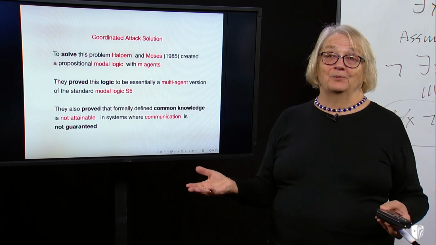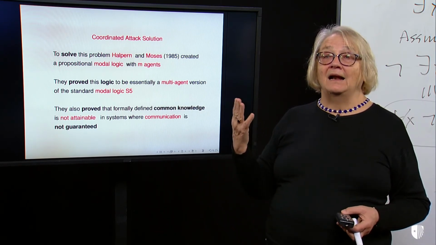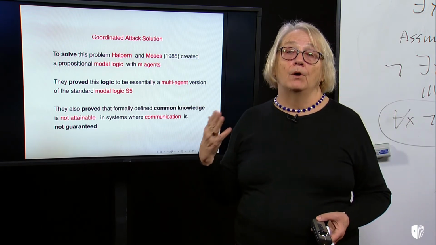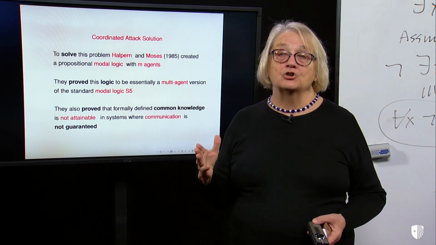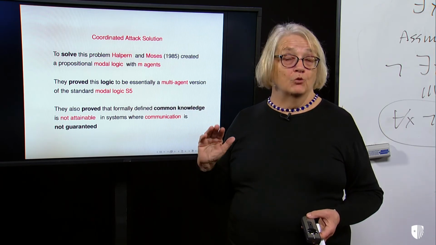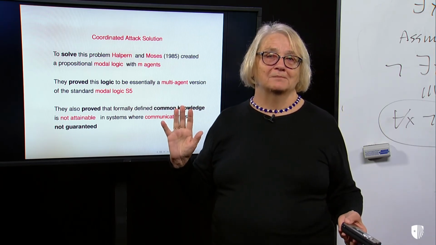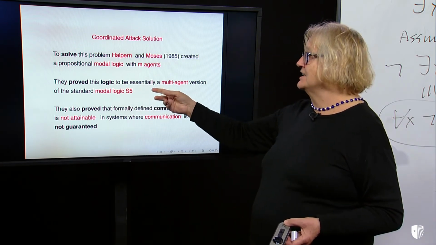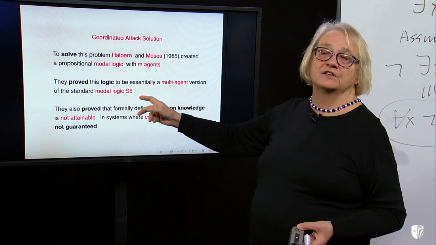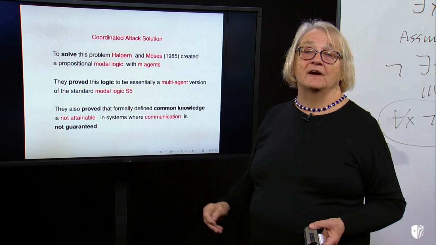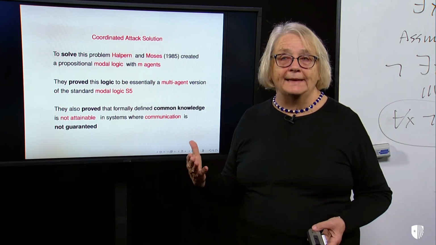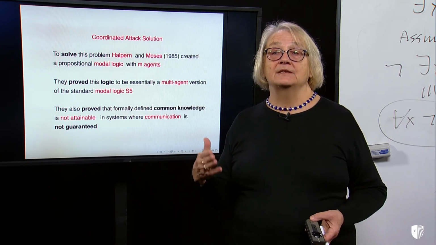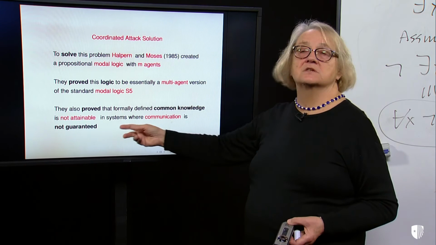To solve that problem, Halpern and Moses in 1985 created a propositional modal logic with m agents. They proved in a beautiful formal way this logic to be essentially a multi-agent version of the standard modal logic S5. They also proved formally that common knowledge is not attainable in a system where communication is not guaranteed.